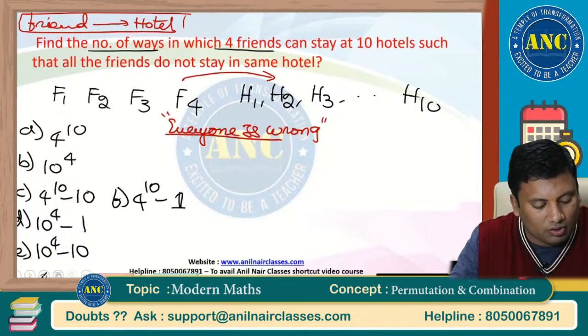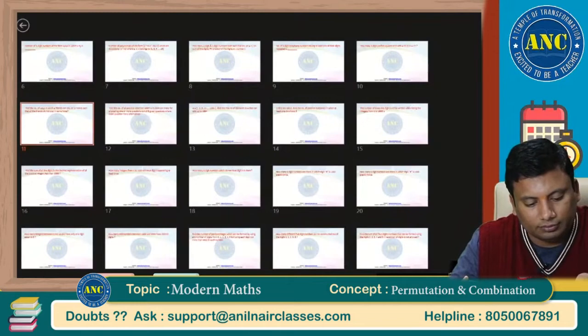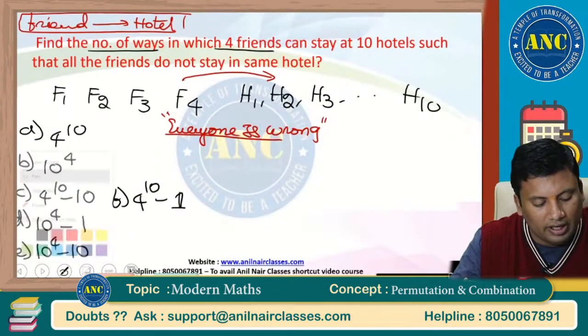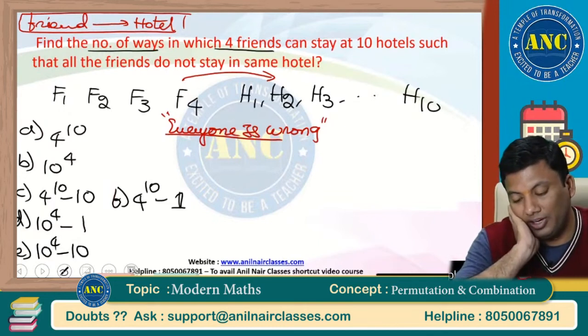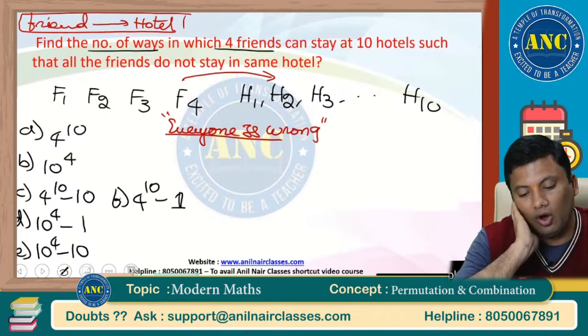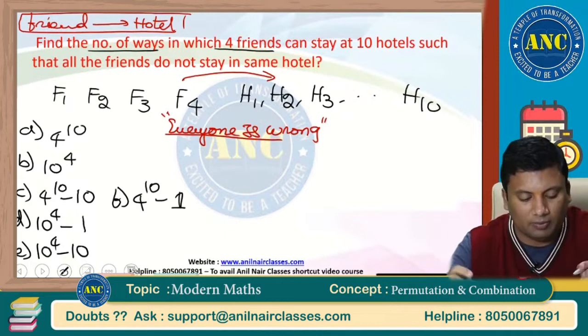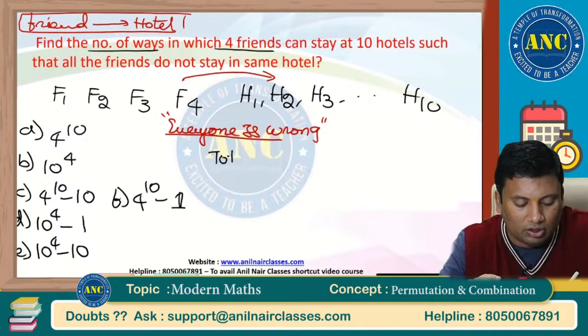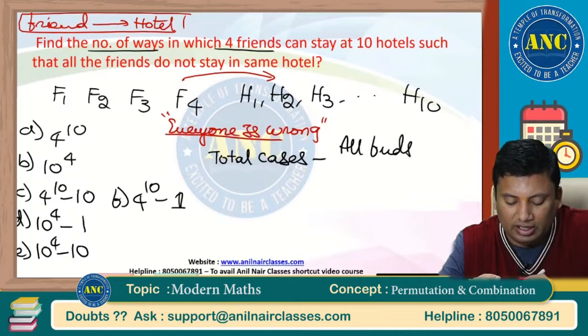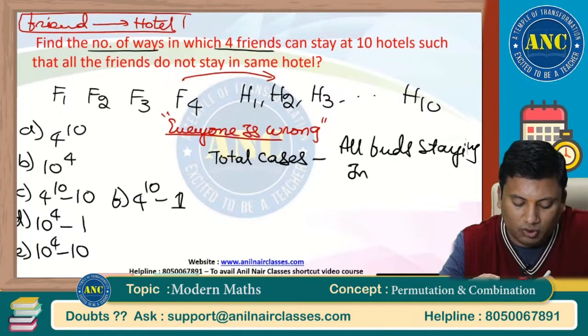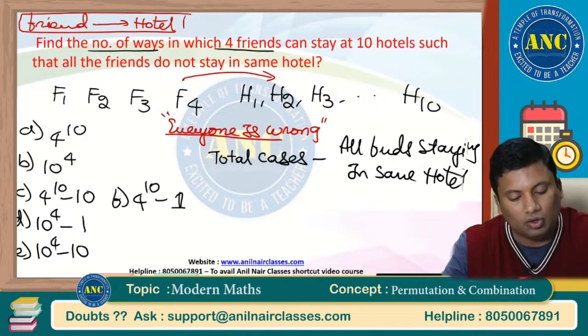If you read the question, you will get the hint. Find the number of ways in which 4 friends can stay at 10 hotels, where all the friends do not stay in the same hotel. These are nothing but total cases minus all the friends staying in the same hotel.